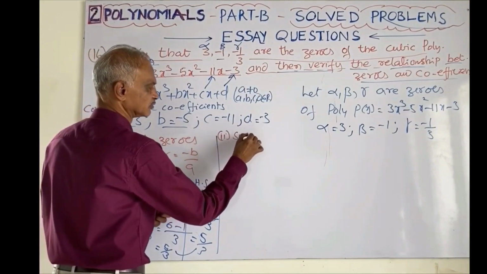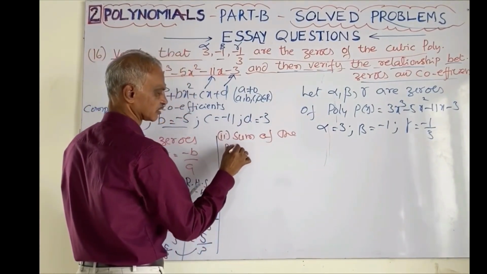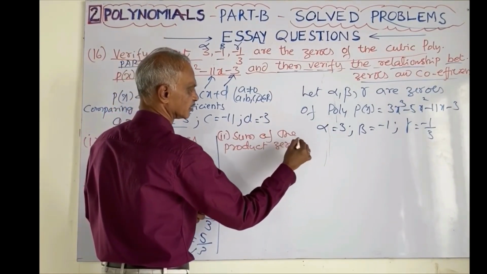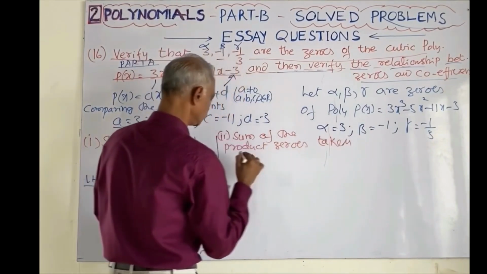Next I will take 2. Sum of the product of zeros taken 2 at a time.